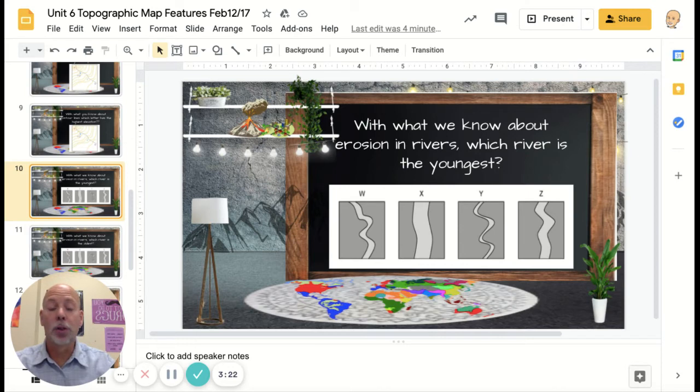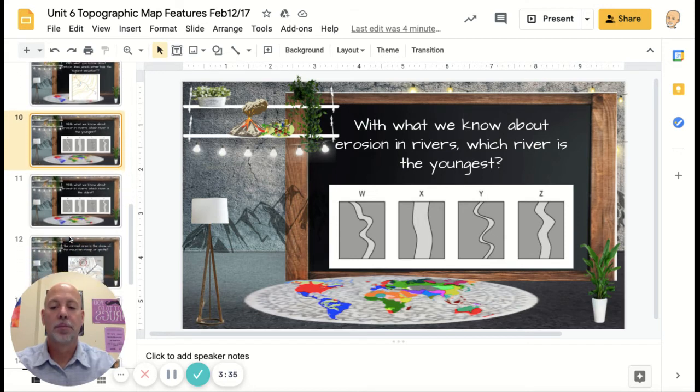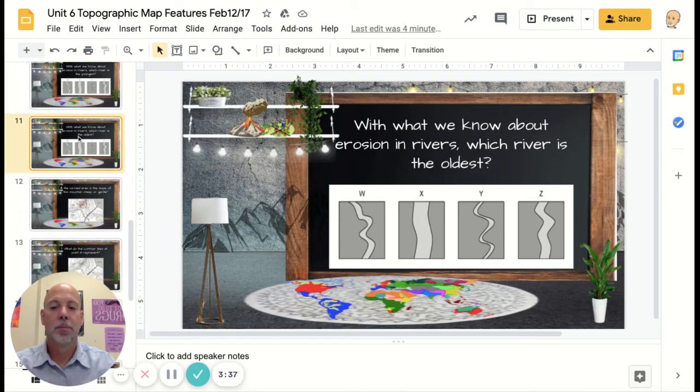Again, we talked about erosion and how it affects rivers in our last lesson. So with what we know about erosion in rivers, which river would be the youngest of these four? Which letter represents the youngest river? How about now you tell me which one's the oldest river? Based on what we know about erosion from our last lesson, which river is the oldest?